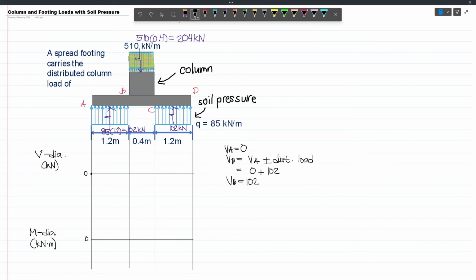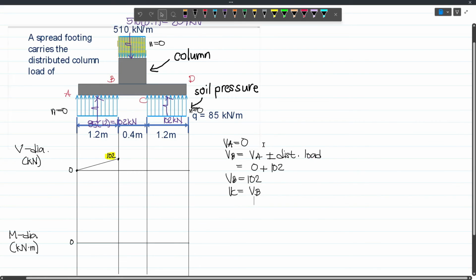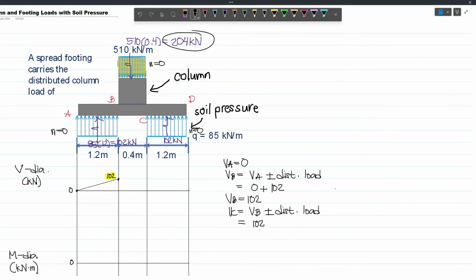So we will move up, let's say to here, and from here let's connect a line. This will just be a straight line because our degree here will be 0. All of these are constant distributed loads, so n equals 0. So this is 102. If we are to get VC, or the shear at this point, we have VB plus or minus the distributed load or its resultant. This will become 102 minus 204 because this is acting downward, so this will be negative 102.